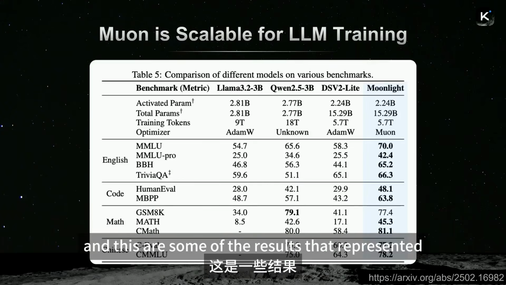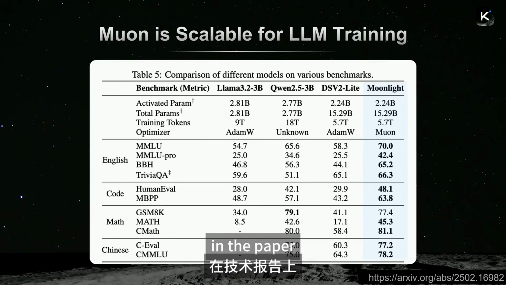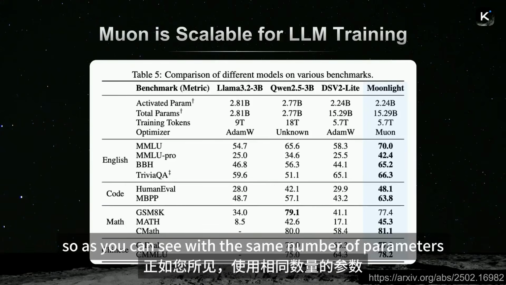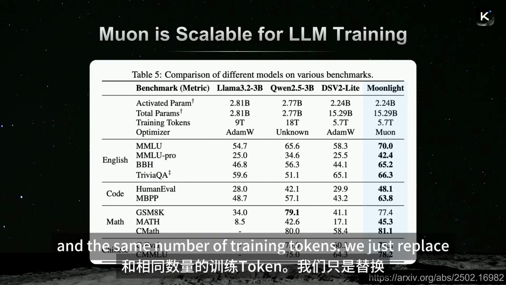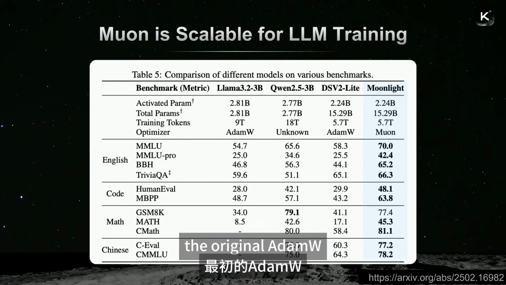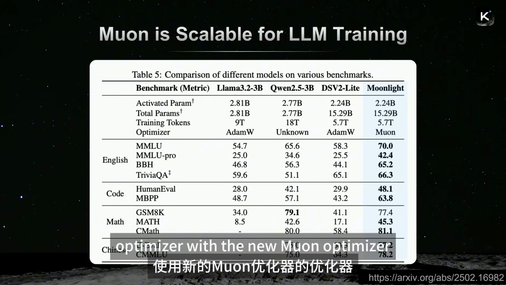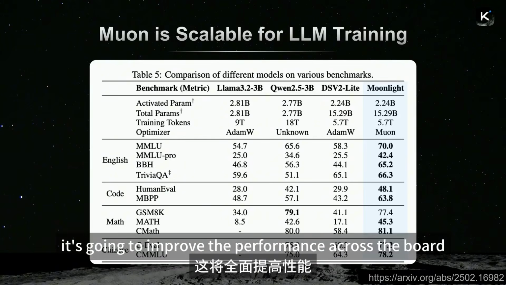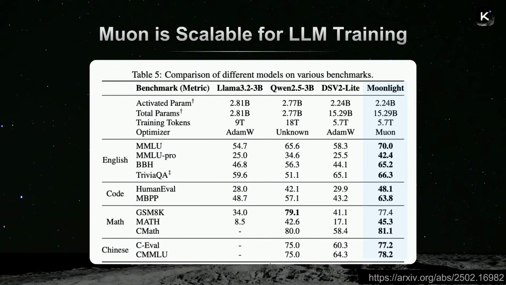And these are some of the results that we presented in the paper. As you can see, with the same number of parameters and the same number of training tokens, we just replace the original AdamW optimizer with the new Muon optimizer, and it improves the performance across the board significantly.